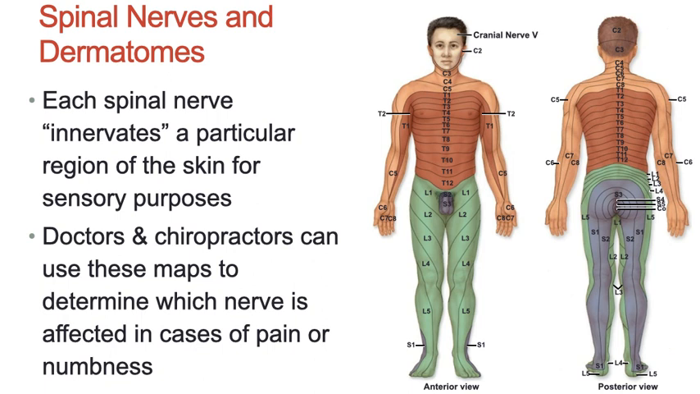Now, when you get to the arms and legs, the pattern is a bit different. It runs more longitudinally along the limbs. Another interesting thing is that although the general pattern is similar in all people, the precise area of innervation is going to be unique. Some say it's as unique as a fingerprint.